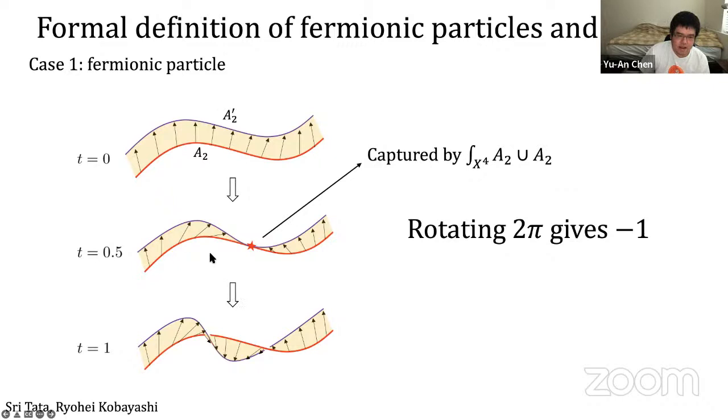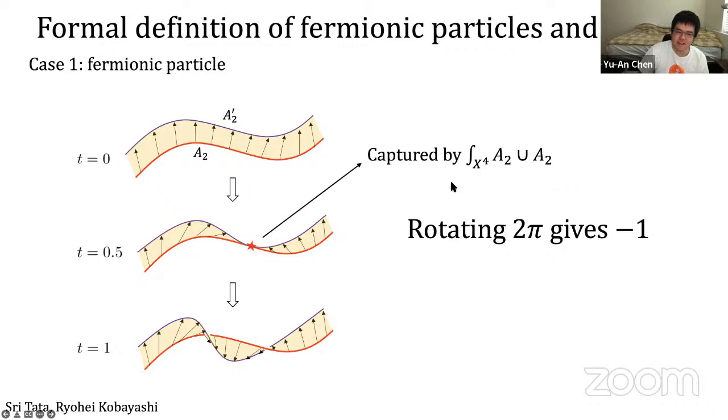So now I consider a movie. I try to twist the framing. In the final configuration, the framing rotates 2 pi compared to the original wall line. So during this twisting, there must be somewhere in the middle where the framing is ill-defined, because the framing needs to shrink down to zero. And this point, we can argue, is captured by this piece, A2 cup A2.